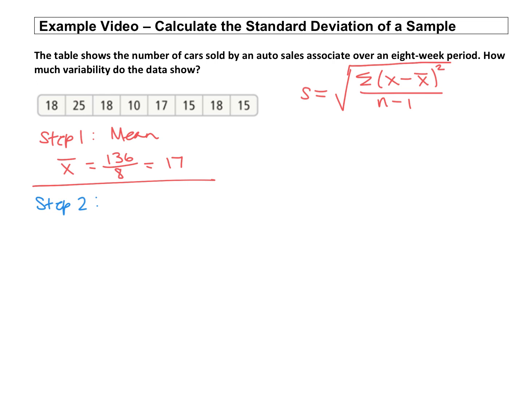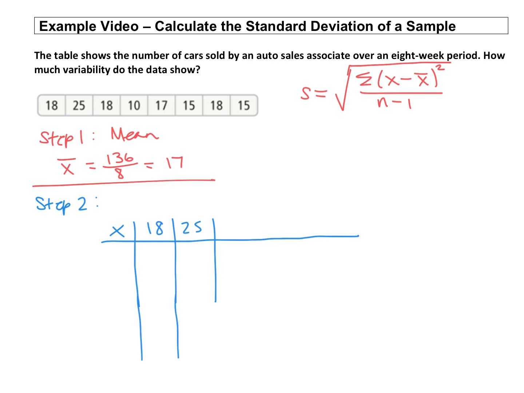Step 2, we're going to find the difference between each data value and the mean, and then we're going to square that difference. So this might be easier to set up in a table. So x is representing our data value. So I'm just going to copy that table from above. We have 18, 25. I know these are going to need to be longer, so I'll just do that now. We're just going to fill that in across the top.